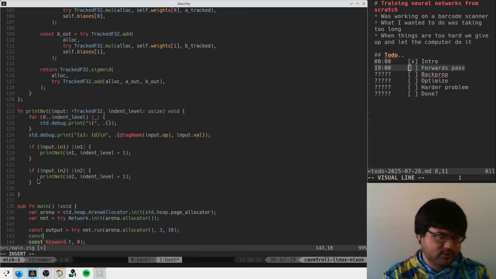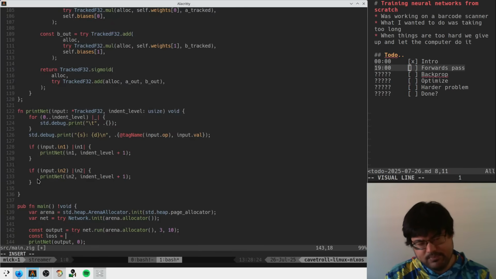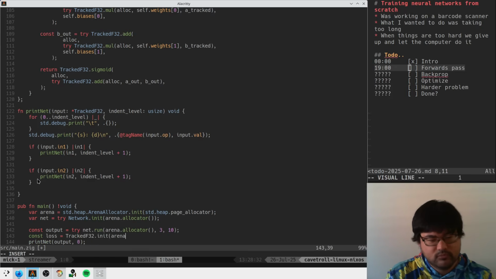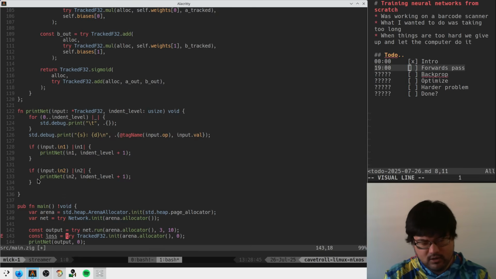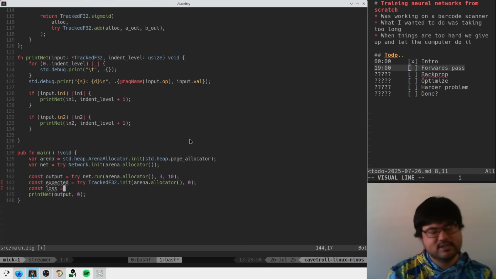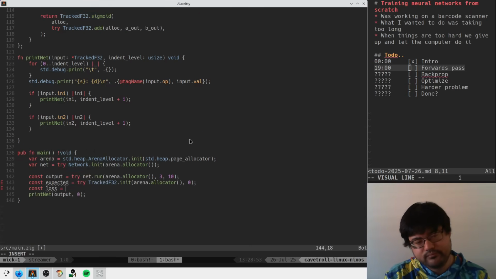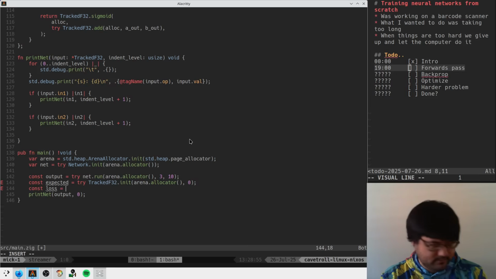So we can say loss is going to be like our expected answer. Okay. So we're expecting 3 to be less than 10, so this should be 0. Right? And we're gonna say this is expected. Okay. Loss is going to be something. Something. Let me think. My poor stupid little brain.